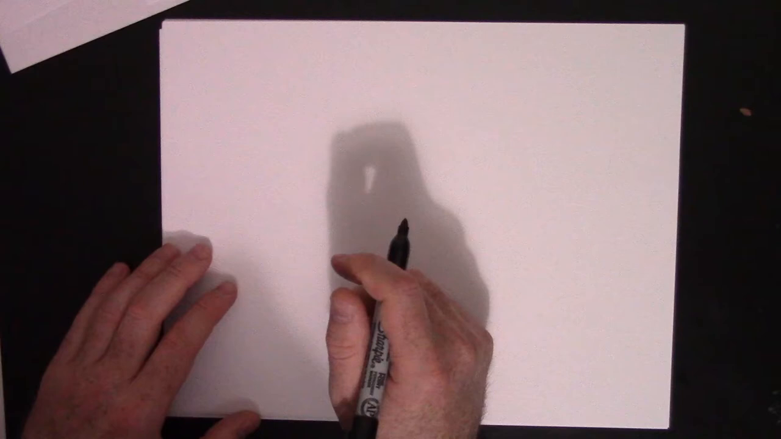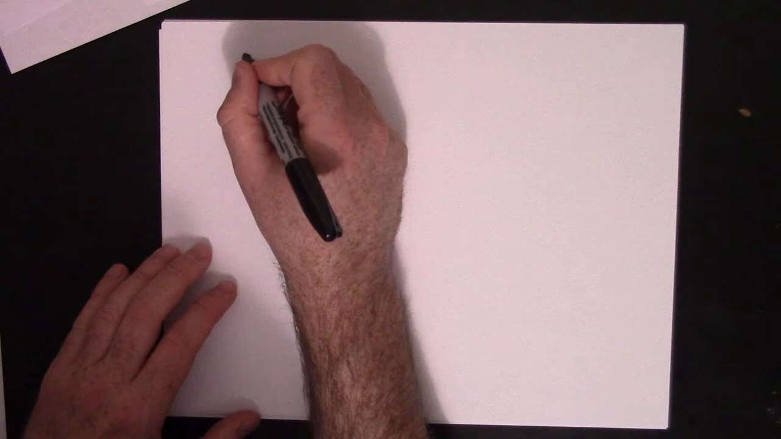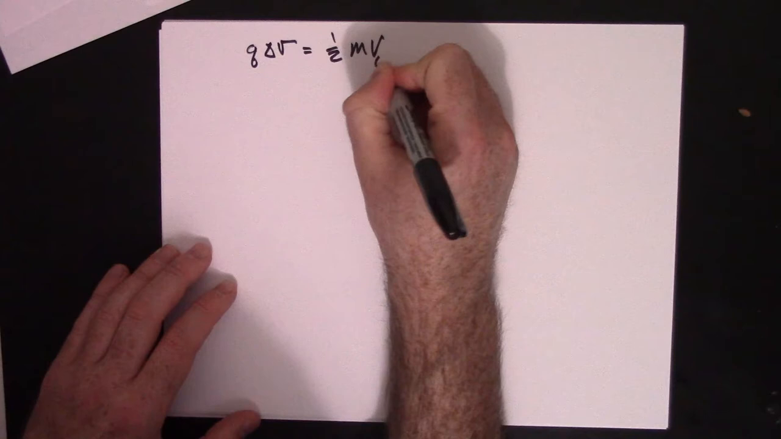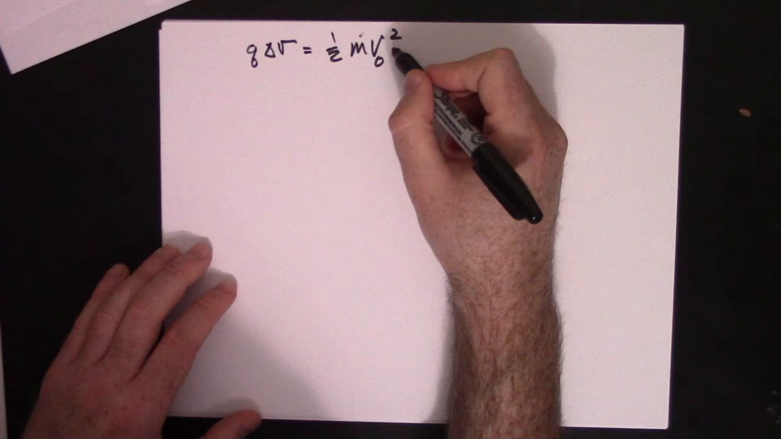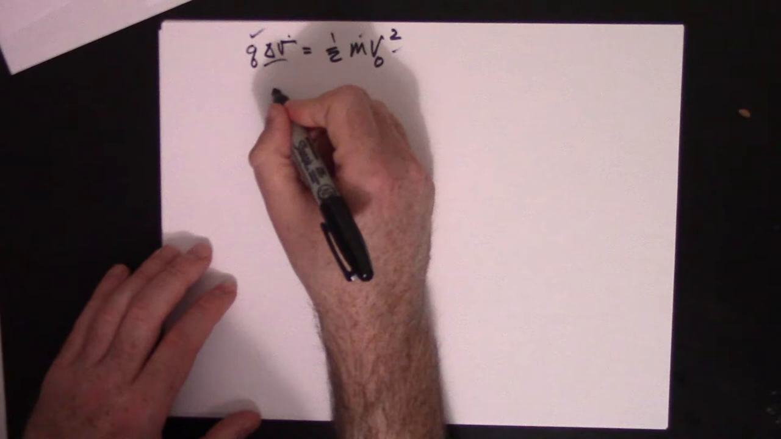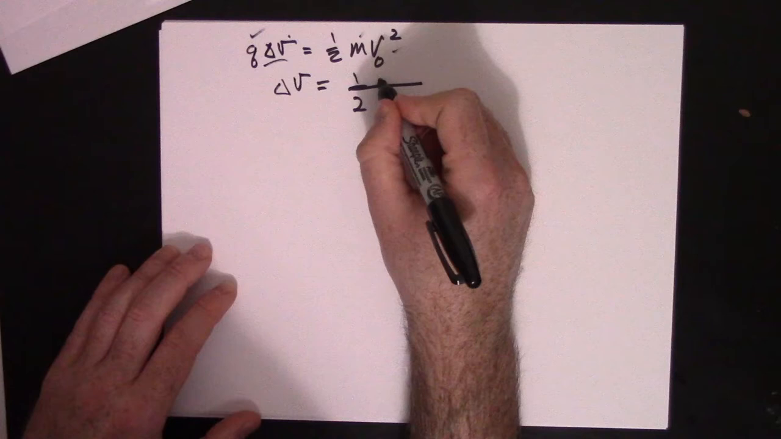Let's start with our energy equation. Q delta V equals 1/2 mv naught squared. All right, what do we know? We know mass, we know V naught, we do not know voltage, and we know charge. So let's solve this for voltage, which is what we don't know. Our change in voltage equals 1/2, forgive me, all math professors, mv squared, and we'll have a Q down here.